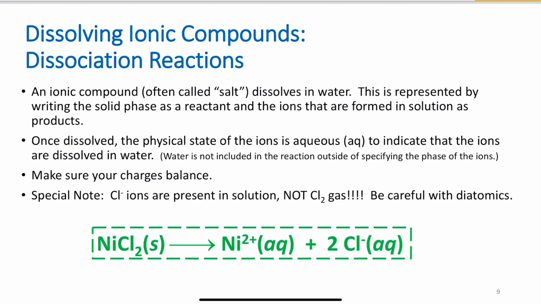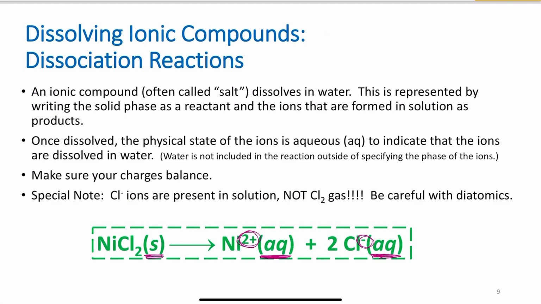This is represented by writing the solid phase as a reactant and the ions that are formed in solution as products. Once dissolved, the physical state of the ions is aqueous, AQ, to indicate that the ions are in fact dissolved in water. We do not include water in this reaction, though, outside of specifying the phases of the ions themselves. So we know it's aqueous. We know it's dissolved in water because we specifically said aqueous here. We're not going to sit here and write NiCl2 solid plus water. There's no need for that. It's implied when we write the aqueous.